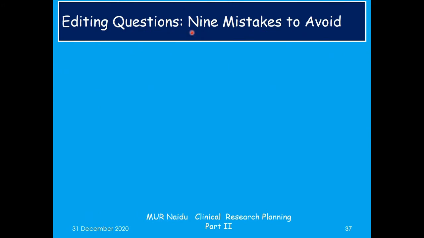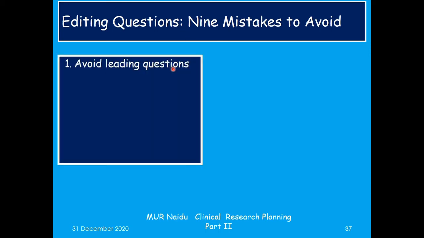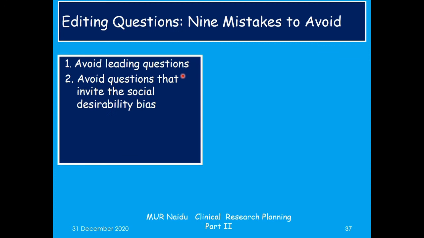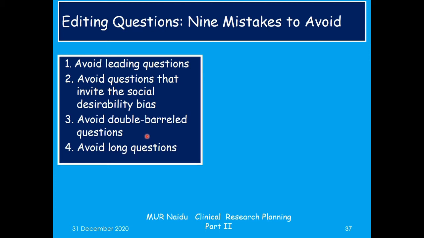Remember the rule of 9. When editing questions, 9 mistakes must be avoided. What are they? First, avoid a leading question. Never prepare a leading question in your questionnaire. Avoid questions that invite social desirability bias. Avoid double-barreled questions. Avoid very long questions, so the individual will not lose interest in reading completely and just try to fill in an answer.